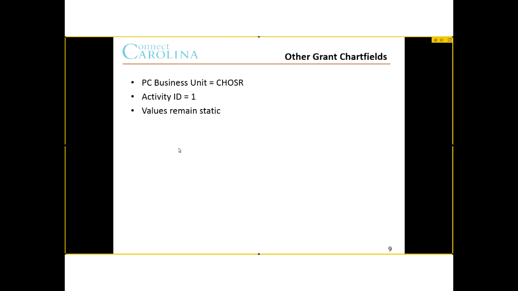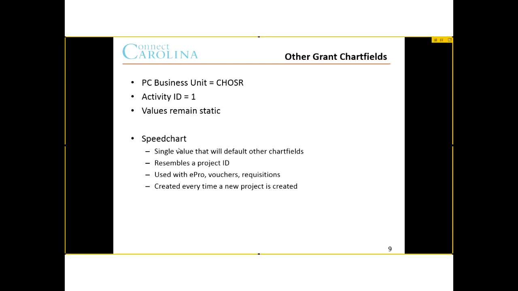Other grant chart fields that you should be aware of are the PC Business Unit, which is always CHOSR, and the Activity ID, which is always 1. These values do remain static. We also have speed charts. A speed chart is a single value that defaults the fund, source, department, PC business unit, PC activity ID, and the project ID. The only thing you would need to fill out for the chart string is the account. The speed chart resembles a project ID and is used with EPro, vouchers, and purchase requisitions. The system creates a speed chart overnight every time OSR creates a new project ID.